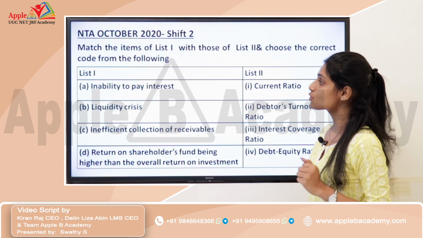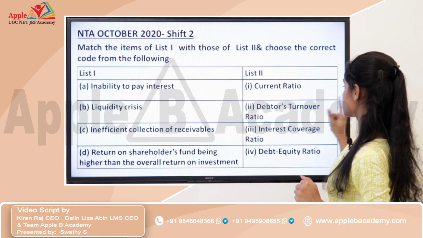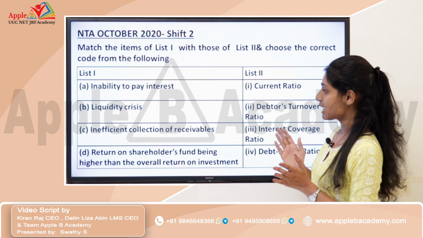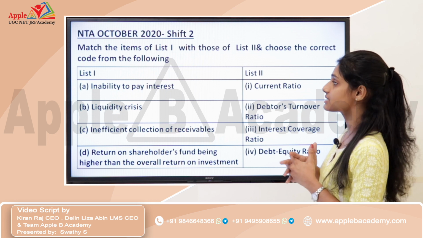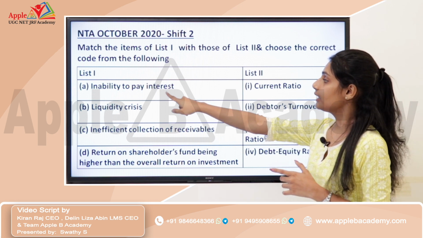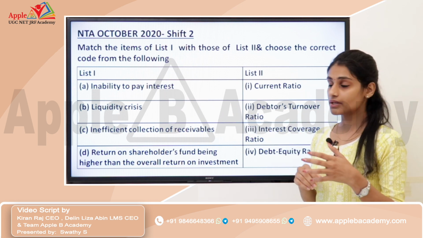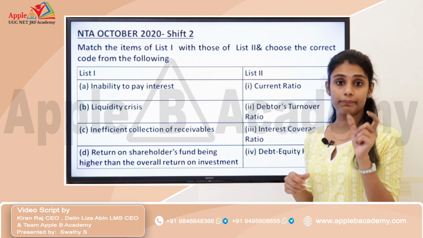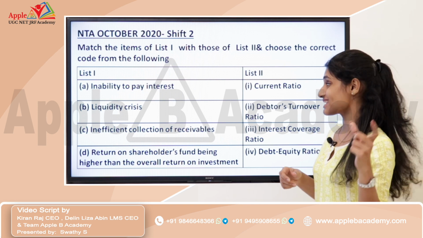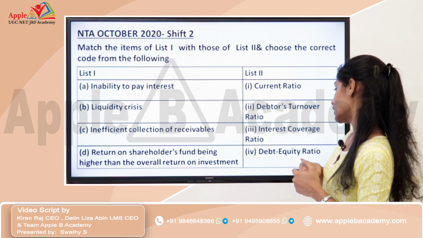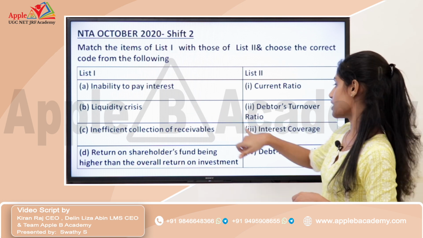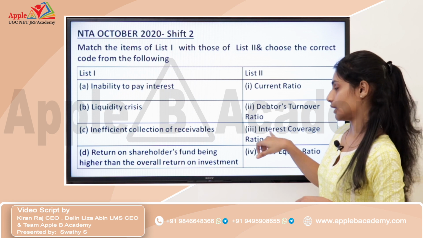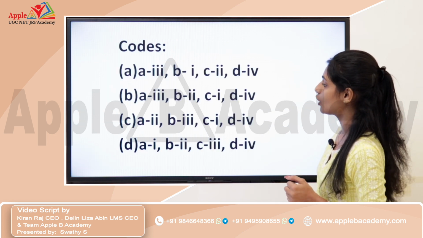And coming back to our question, here we have current ratio, debtors turnover ratio, interest coverage ratio and debt equity ratio. Now how can you match this? We already discussed inability to pay interest. If the firm is not able to pay interest, it is about whether the company is able to pay its interest on time. So you can match interest with the interest coverage ratio. So A3. Just check if we have any options like A3.